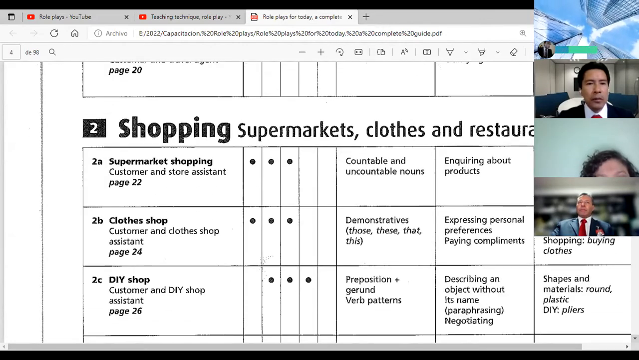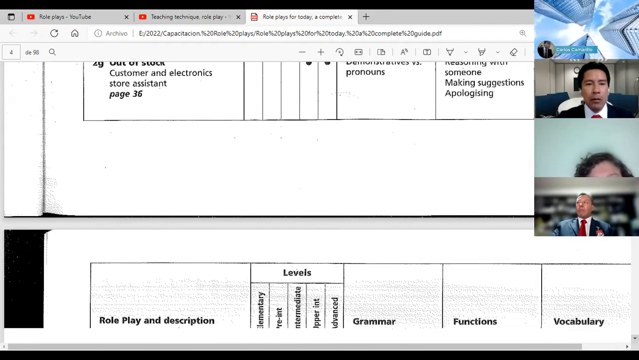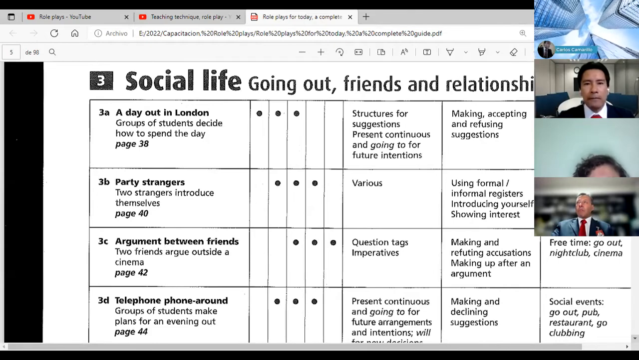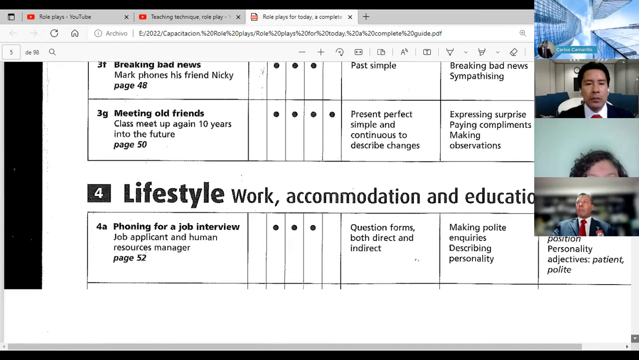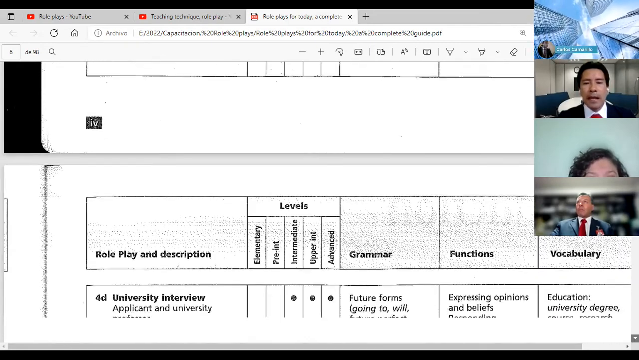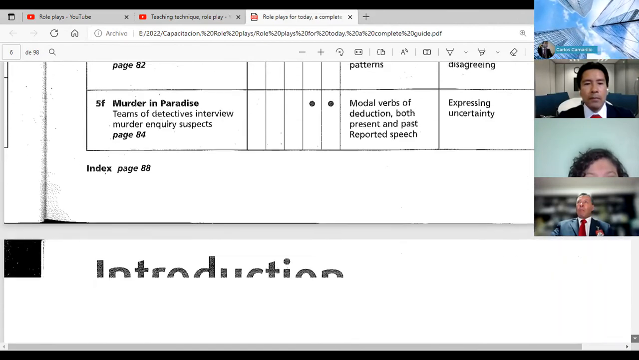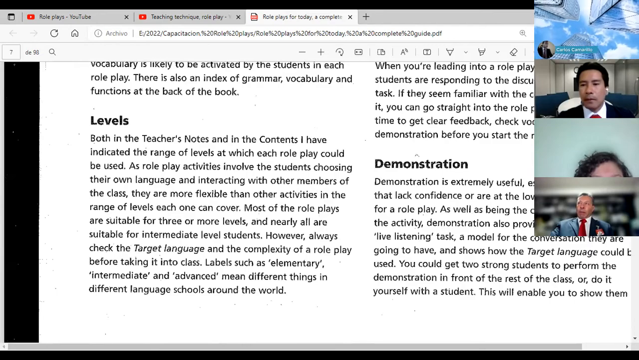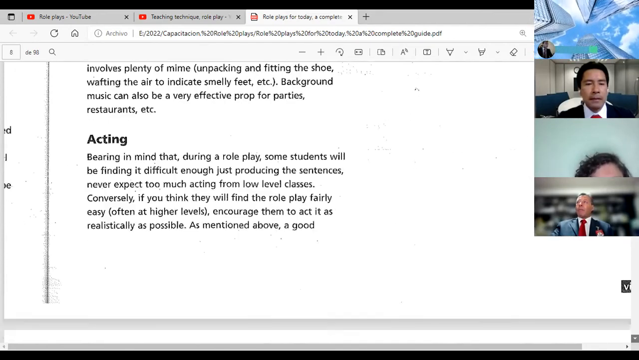And we have the second category that is shopping. And all of these are also mini situations. And we have one more category that is social life. And here you have all of the situations. Since it is a guide for teachers, let me move to one example. It can help you also in the preparation of your role plays.